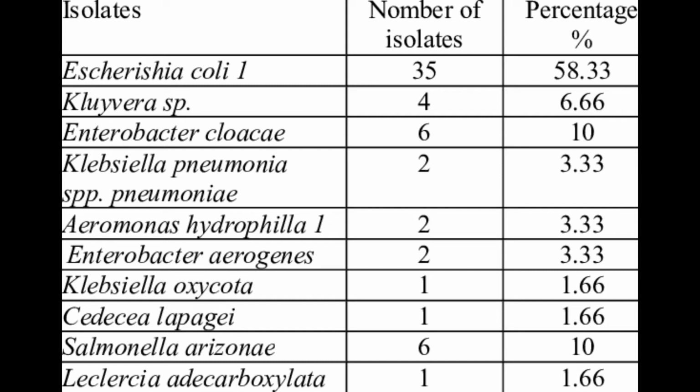Then we have the ONPG test, or the O-nitrophenyl beta-D-galactopyranoside, which detects beta galactosidase. The two enzymes in lactose fermentation are the permease, which allows lactose into the bacterial cell, and the beta galactosidase, which splits lactose into glucose and galactose.